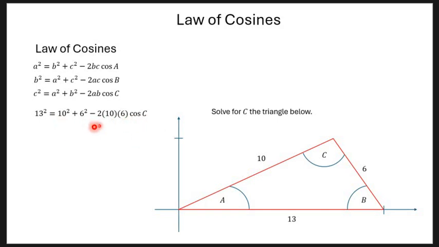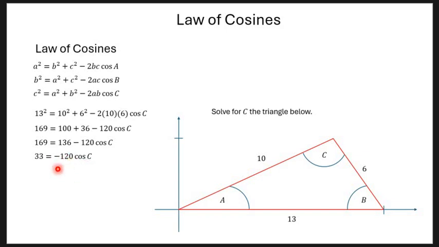I'm going to solve this equation now for angle C. First, I'm going to square all the numbers. 13 squared is 169, 10 squared is 100, 6 squared is 36, and 2 times 10 times 6 is 120. Then I'm just going to solve this for the cosine of C by combining these like terms first, and then subtracting the 136 from both sides, which leaves me 33 is equal to negative 120 times the cosine of C.